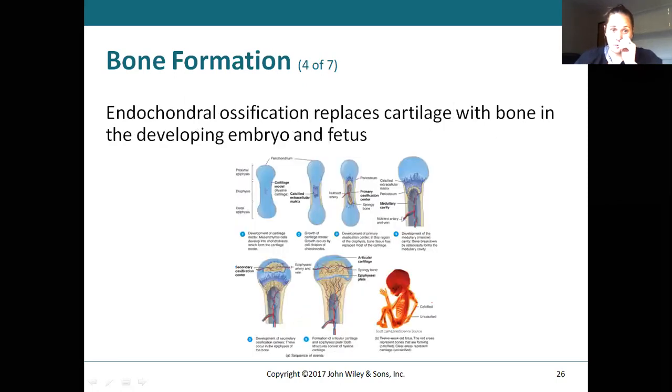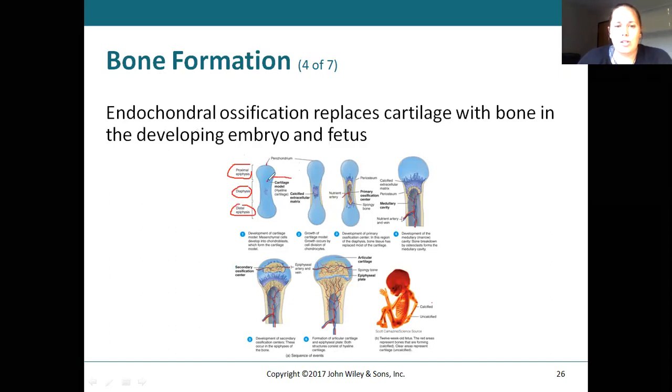So endochondral ossification replaces cartilage with bone. So you have the cartilage precursor. It's kind of like the blank slate, and then the bone forms from that. And so this occurs with the developing embryo and fetus. And so similar to what we saw in the beginning when we talked about bone structure, again, you've got your diaphysis in the center, and your proximal and your distal epiphyses. And then you have perichondria that are lining it.